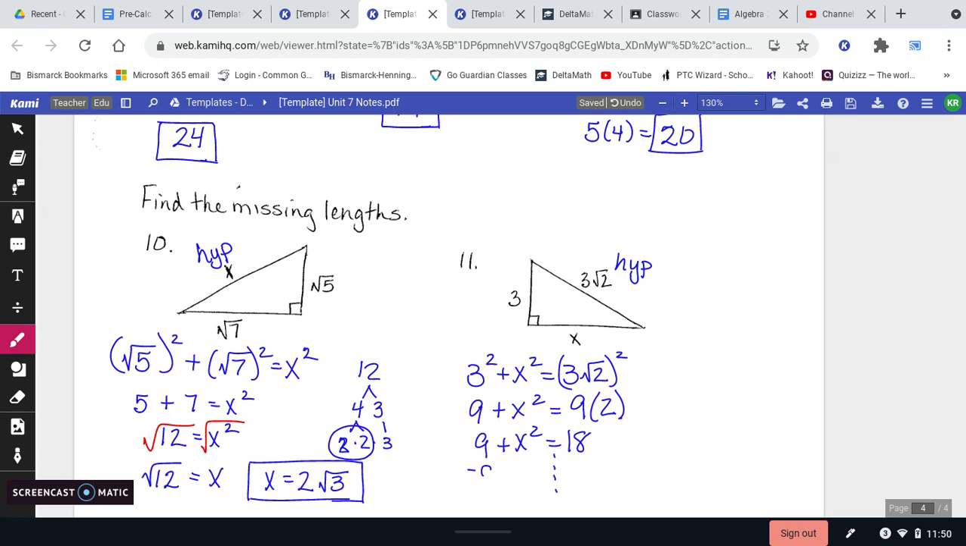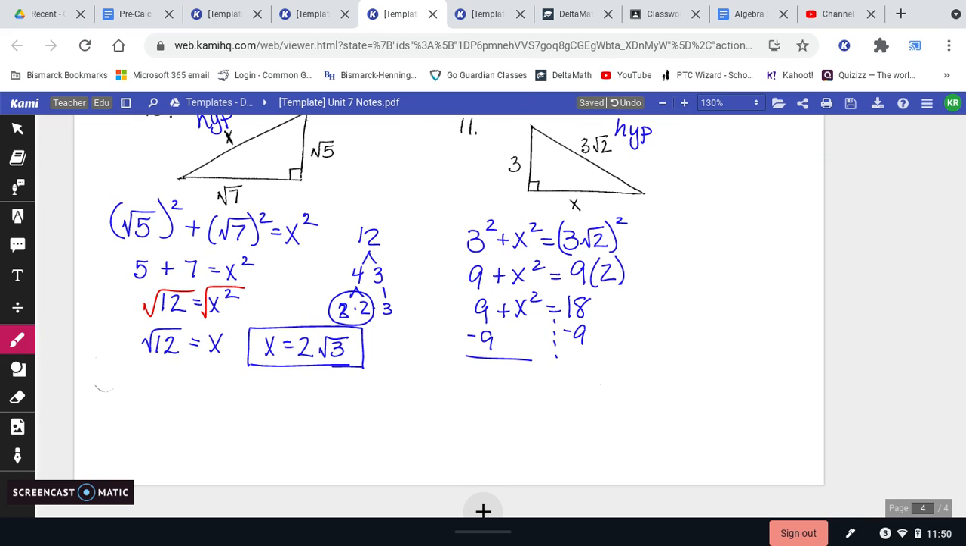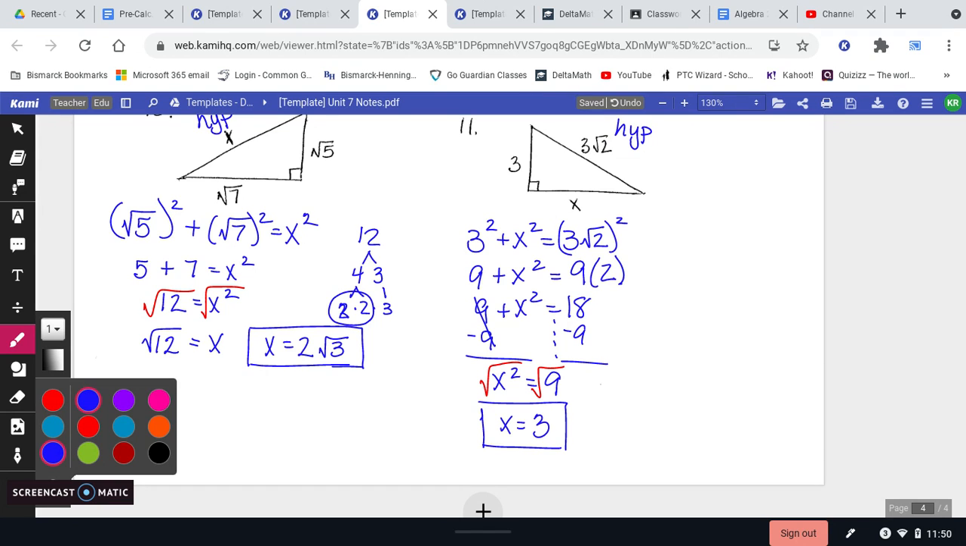To solve, I'm going to move my 9 over. So this would be x squared equals 9. Now I'm going to square root both sides, and x equals 3. So the side of that triangle is a length of 3.